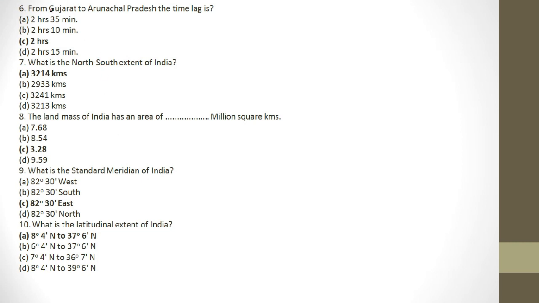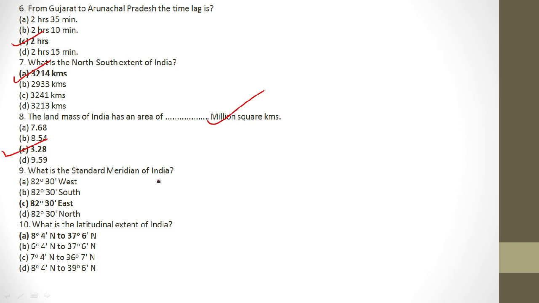Question 6. From Gujarat to Arunachal Pradesh, the time lag is 2 hours. We have already discussed this. 7th is, what is the north-south extent of India? Again the same question, 3214 kilometers. The landmass of India has an area of 3.28 million square kilometers.